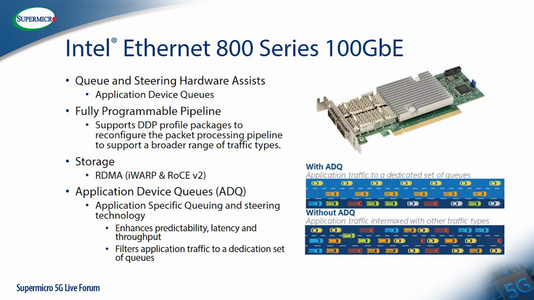So here's more information about the NIC card itself. The Intel 800 series supports application device queues, or ADQ, which helps with the queues and steering of the traffic. And this is a fully programmable pipeline, which supports DDP, or dynamic device personalization. These profiles help to configure the packet processing pipeline to support a broader range of traffic types.